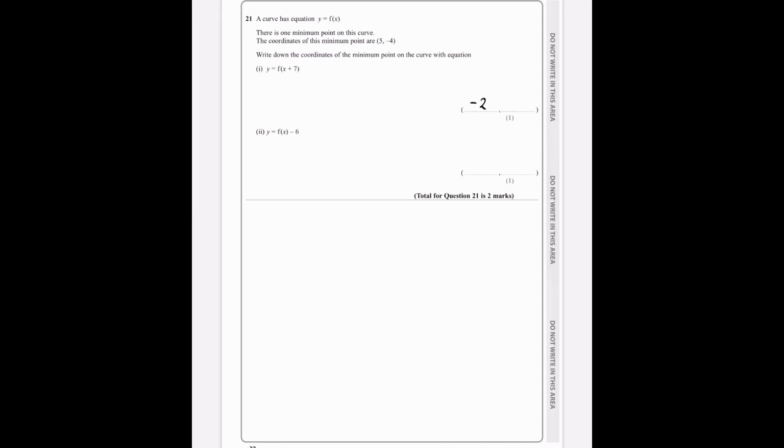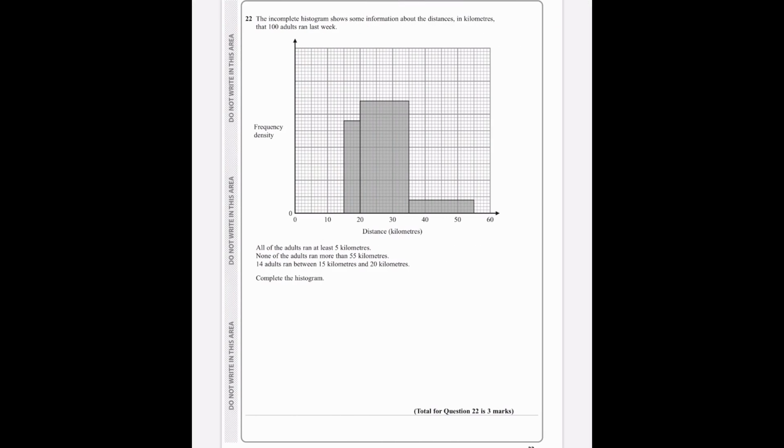Question 21, f of x plus 7 is going to shift it 7 places to the left, and f of x minus 6 is going to shift it 6 places downwards. If you know those, that question is easy.